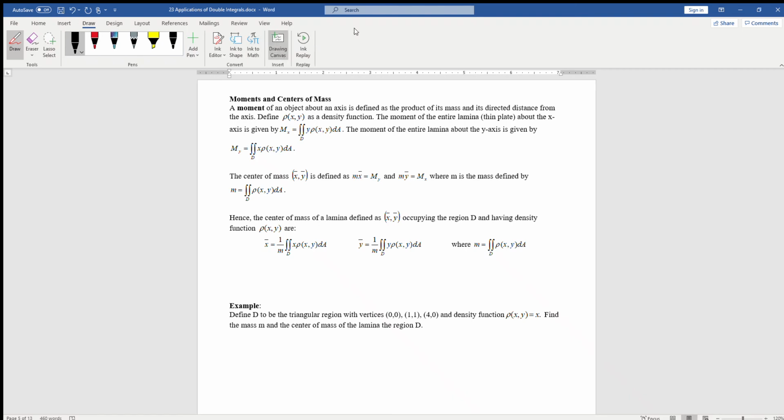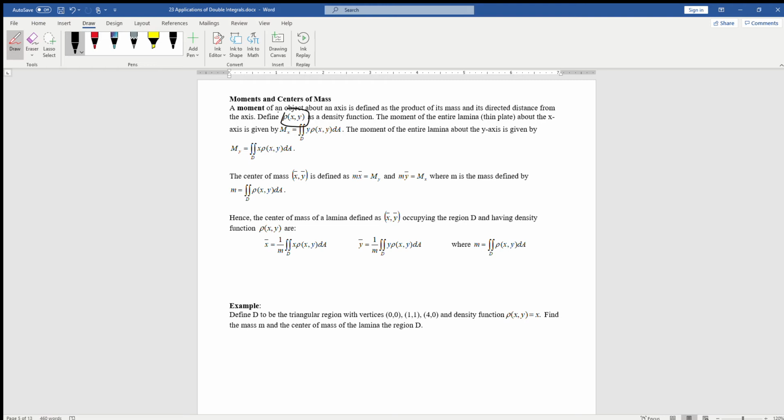So one of the more important applications of double integrals that we're going to look at, that can be applied in physics and engineering, is going to be the center of mass problem and also the mass problem. So you may recall that a moment in a particular direction given a density function is given by these formulas. So we have a density function p of xy.